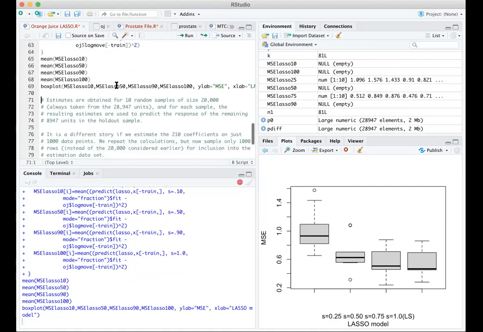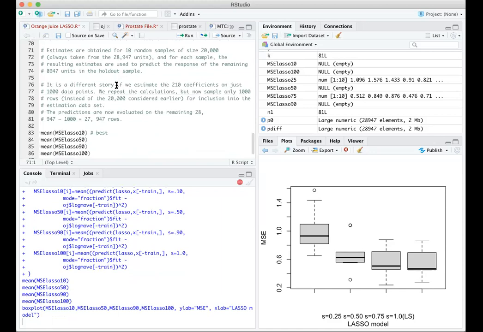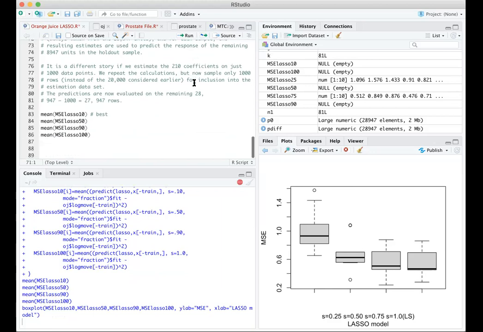These estimates are obtained for 10 random samples of size 20,000. They're always taken from 28,947 units, and for each sample, the resulting estimates are used to predict the response of the remaining 8,947 units in the holdout sample.